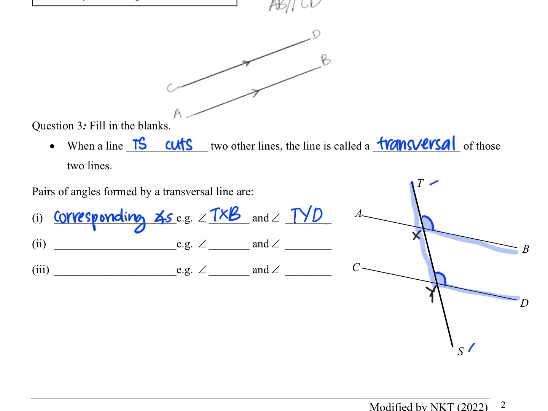Not only that, we also have a pair of alternate angles. Alternate angles are angles that look like a little Z. So these are the alternate angles. I will use a red color to describe these two. You can see from here that angle BXY is alternate to angle XYC. So these are called the alternate angles.